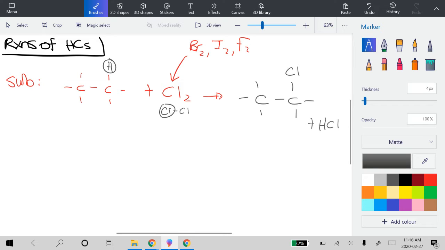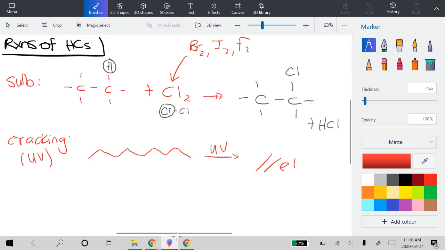Then there's cracking. Cracking occurs under UV light for long molecules. So if I had something like that, like a 9 carbon chain, under UV, I would always make ethene, always. And then whatever I'm left over with. So if that was 9 carbons to start and I subtracted the 2 for ethene, I should only have 7. 1, 2, 3, 4, 5, 6, 7.